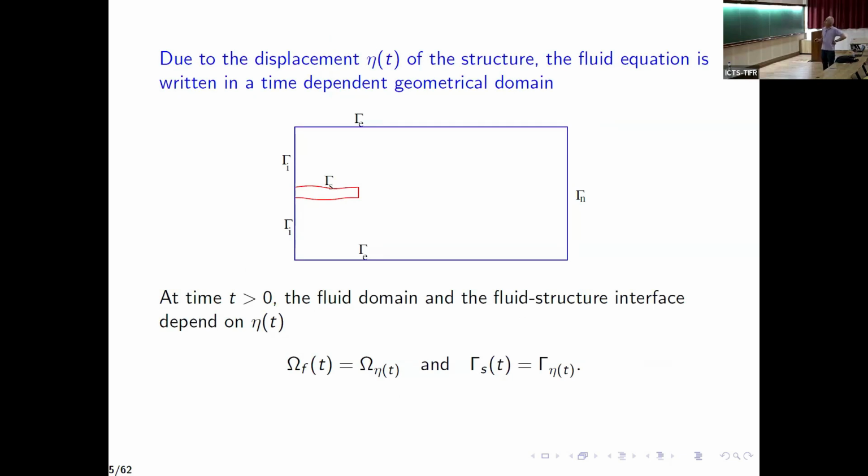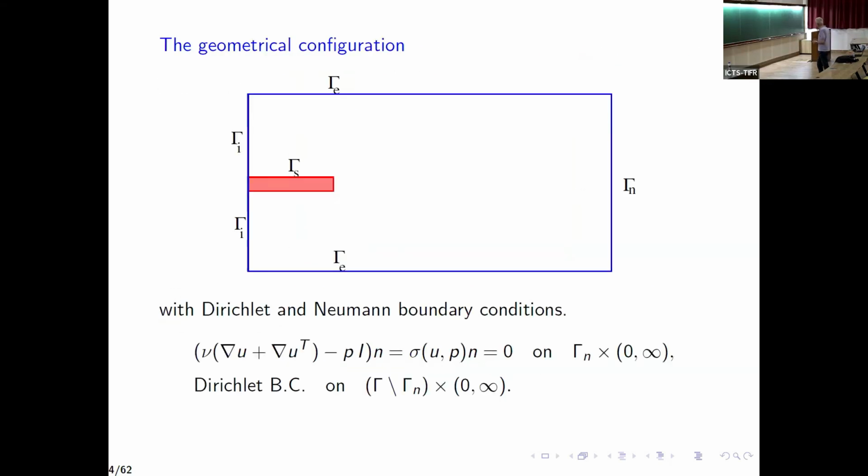So now, when the beam is deformed like that, we see that the domain in which we have to solve the Navier-Stokes equation is a time-dependent domain. And the boundary is also time-dependent. It's why the problem is quite complicated, because the domain in which we solve the fluid equation depends on the displacement of the structure.